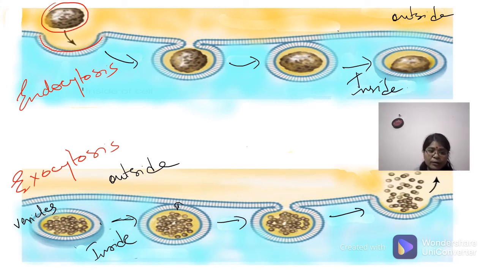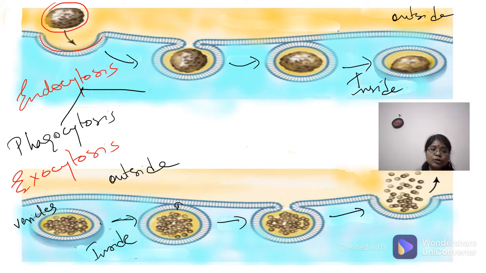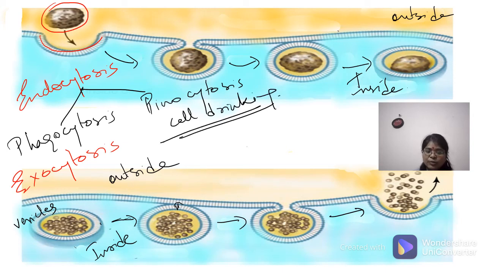Now if you look at endocytosis, it is of two types. What are they? They are phagocytosis, like it is showing here, where any bulk material is being taken in, and the other is pinocytosis, where liquid substances are taken in by the cell. We also call it cell drinking, like the cell drinks something in this case. So this is an example of endocytosis and exocytosis, which happens in the cell.